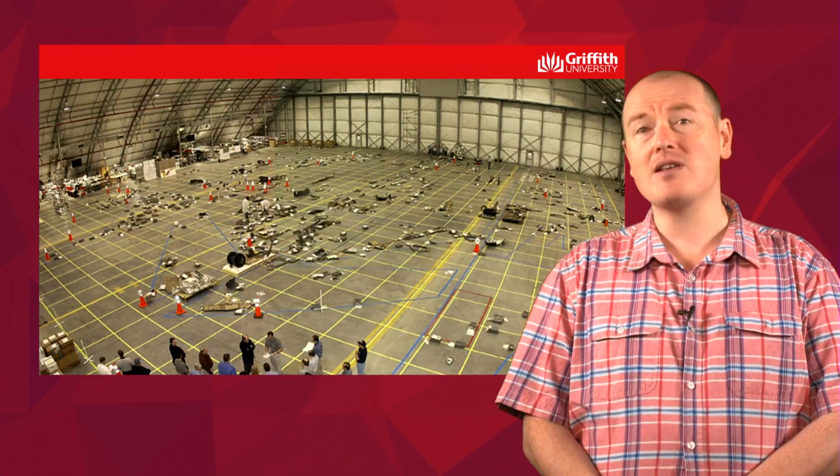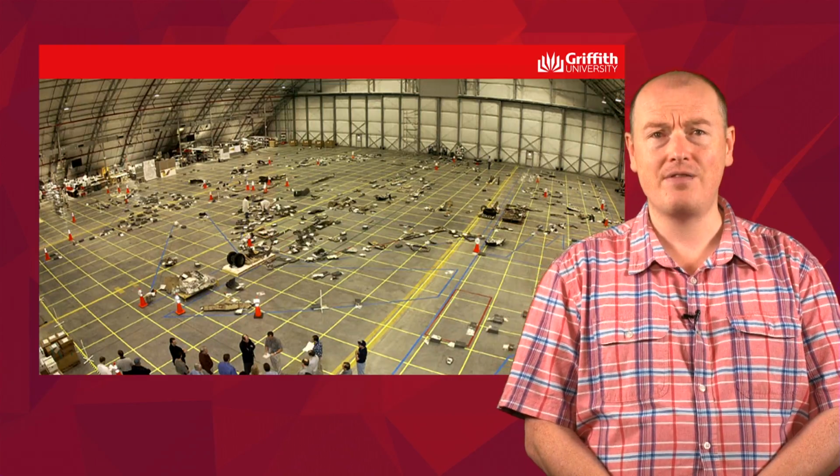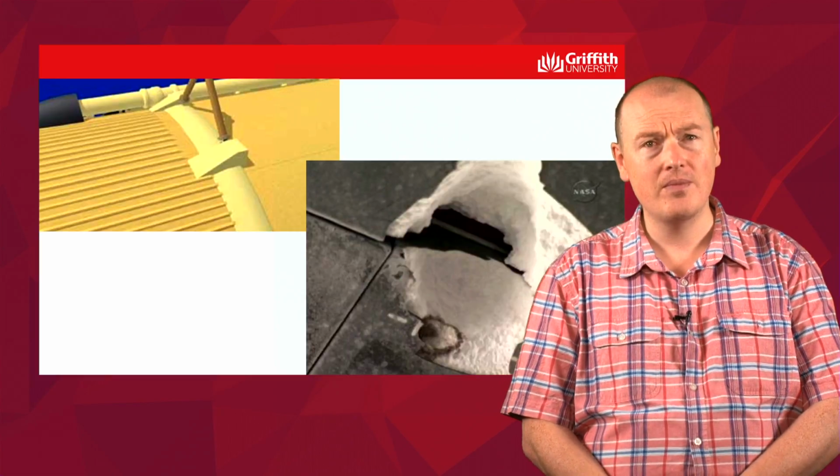This is the result of risk assessment. What you're looking at is, in fact, Columbia. It's a space shuttle in many, many pieces, despite one of the largest risk assessment and risk management processes in the world. So what went wrong?